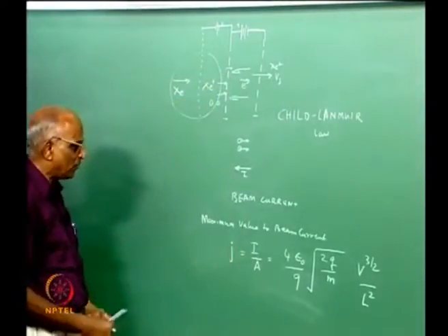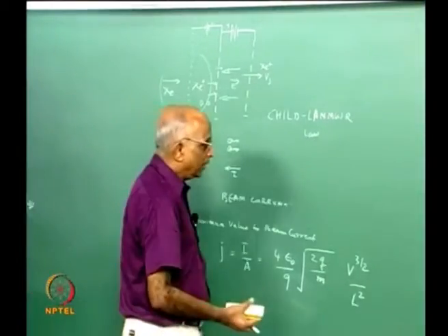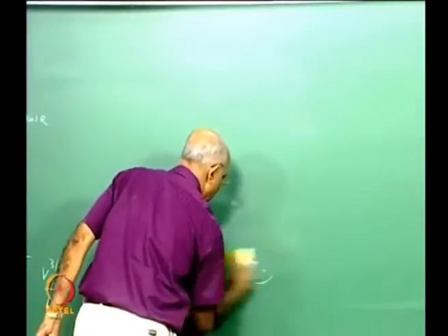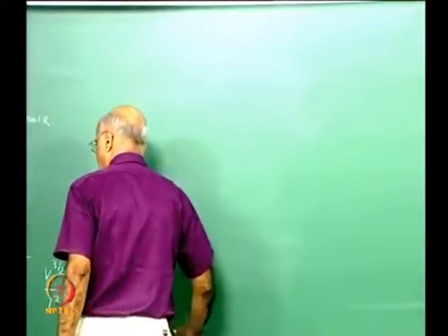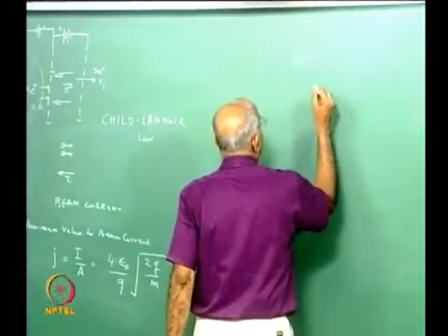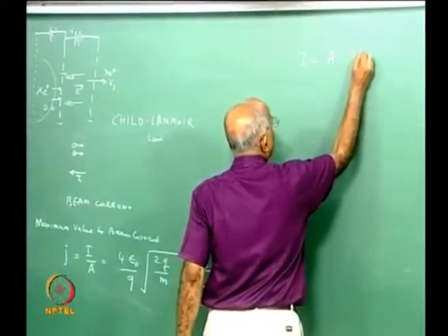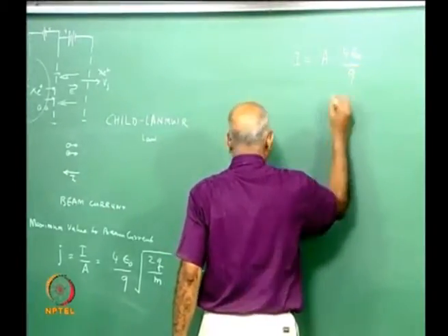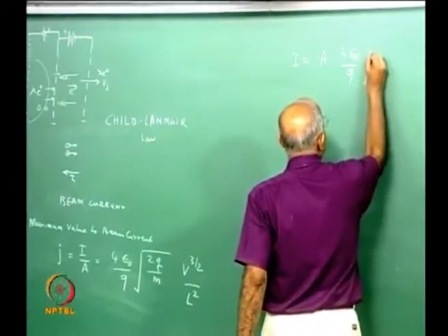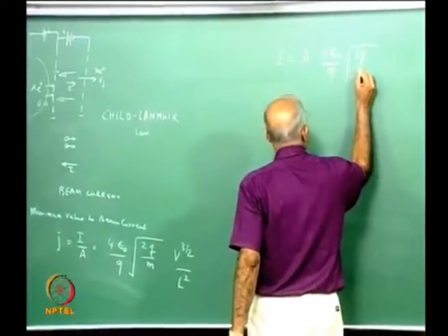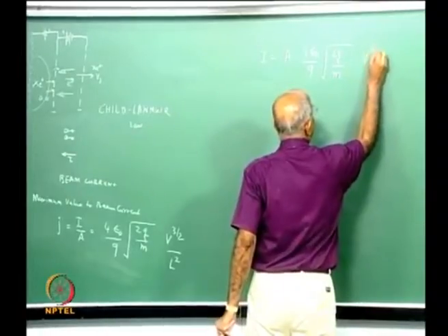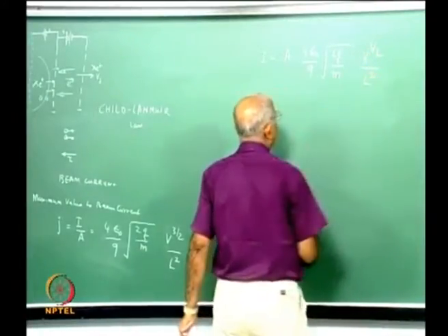Therefore, the maximum value of current which is possible in an ion rocket is now given by I is equal to JA, where J is the critical value, let us say. Therefore, the maximum current I can get in an ion rocket is equal to A into 4 times the permittivity of free space divided by 9, the unit of permittivity we saw as farads per meter, into 2Q divided by mass of the charge, into voltage to the power 3 by 2 divided by L square.